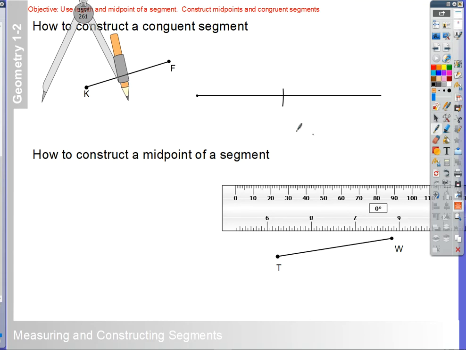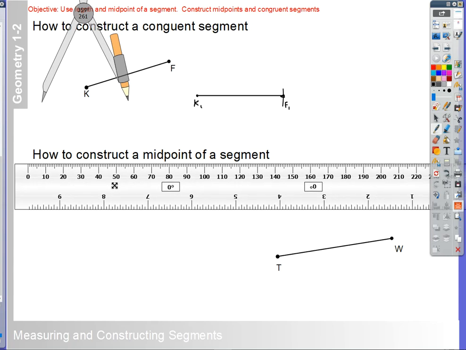So now it's time to label my new segment. So let's call this K prime, and I don't know, let's call this point right here F prime. And then I need to erase the part that is not part of that line segment. And there we go. We have a congruent line segment.